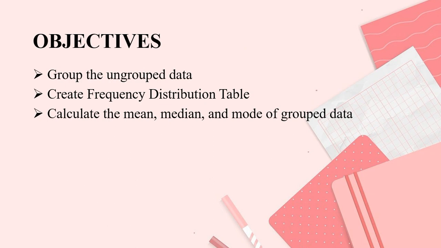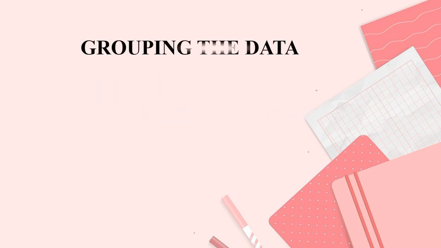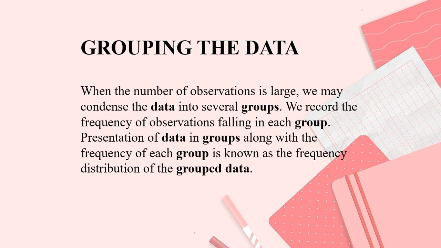So let's start our discussion by defining what is a group data or grouping the data. When the number of observations is large, we may condense the data into several groups. We record the frequency of observations falling in each group. Presentation of data in groups along with the frequency of each group is known as the frequency distribution of the group data. So meaning, if your data is 30 and above, it falls under group data, wherein we will make a frequency distribution table.